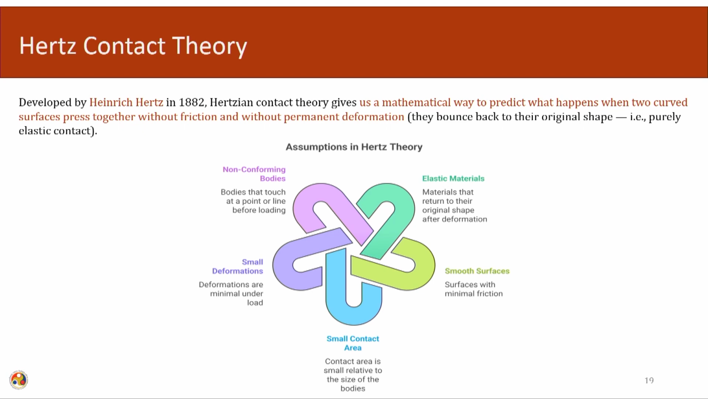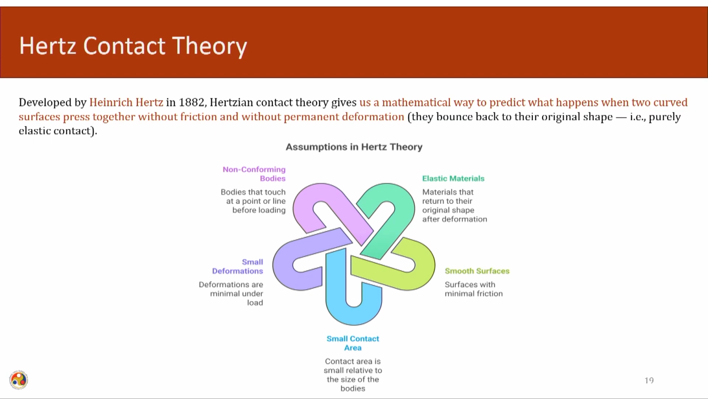Okay. So, we will look into the assumptions of the Hertz theory. Non-conforming bodies, okay, bodies that touch at a point or line before loading. So, the bodies are non-conforming. The material behavior is elastic. It means that the material returned to their original shape after deformation. Small deformations, so the deformations are minimal under the loading. The surfaces are smooth, surfaces with minimal friction, and the contact area is small. So, the contact area is small relative to the inherent size of the body. Okay. So, these are the 5 assumptions of the Hertz contact theory.